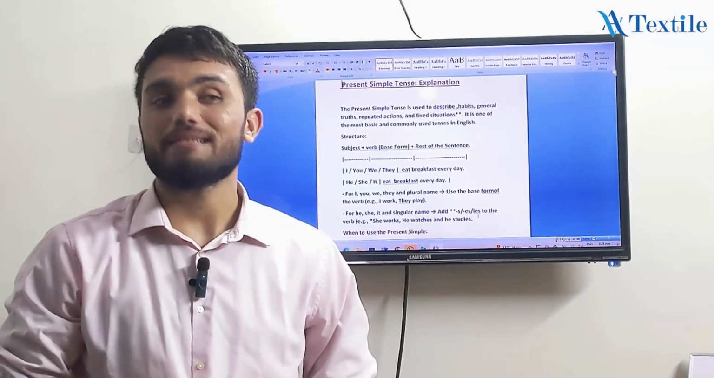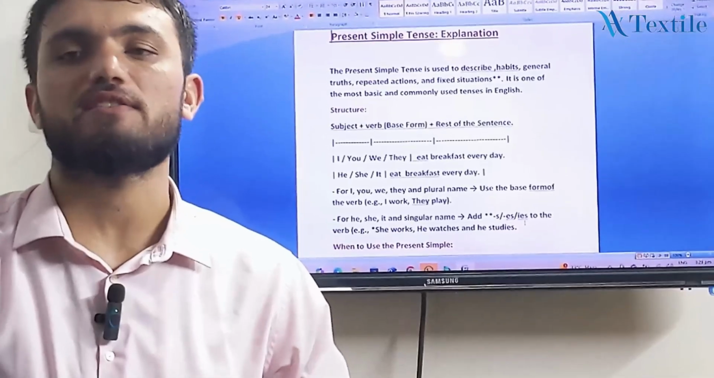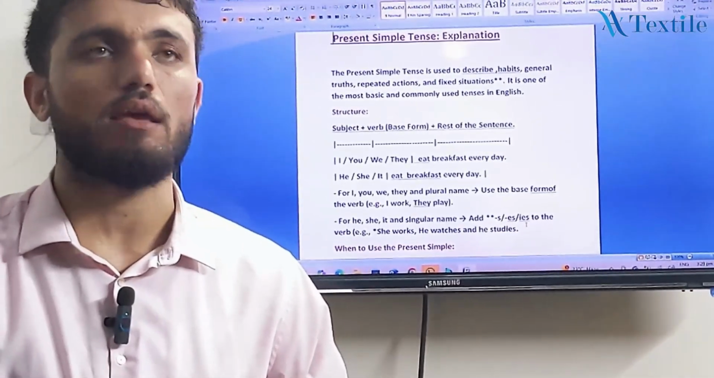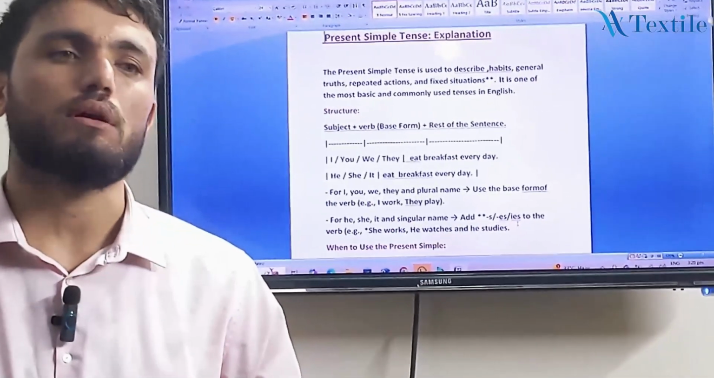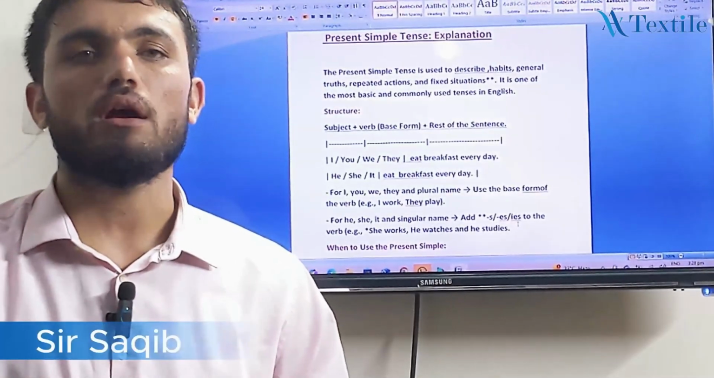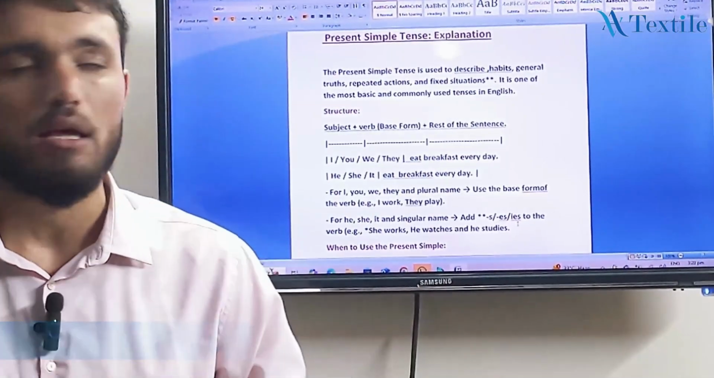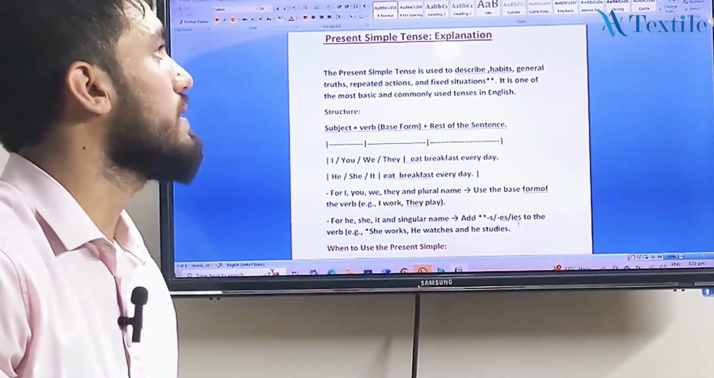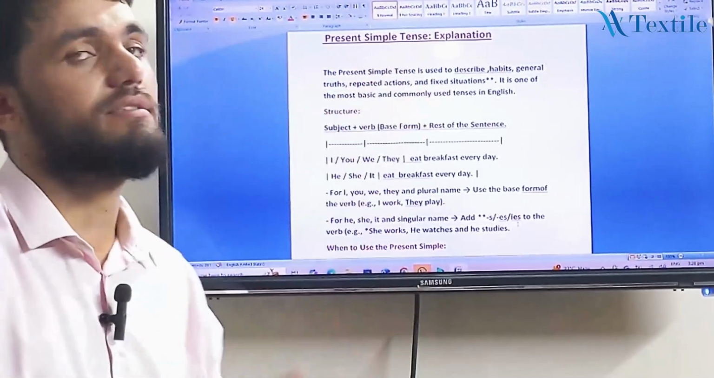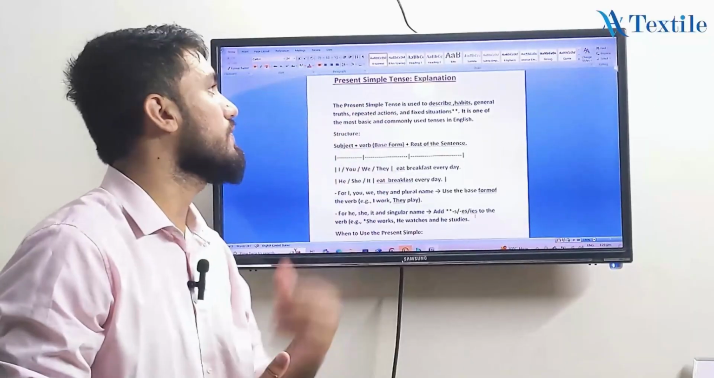We have three tenses: present, past, and future, and each tense has four parts. Okay, so I'm going to teach you the first tense, which is very useful, and we use this tense 50% in our daily life. The tense name is present simple tense. The old name of this tense is present indefinite tense.